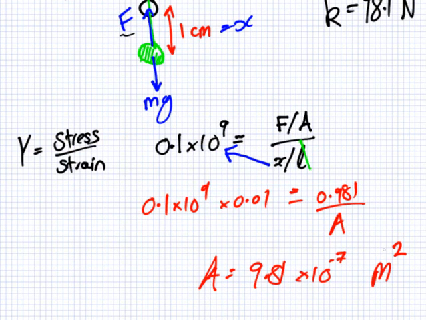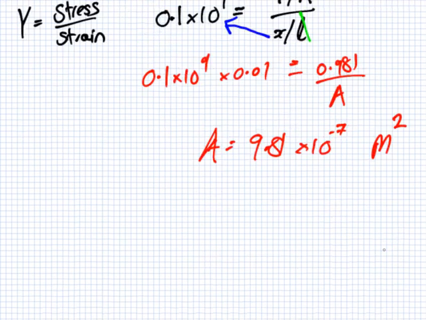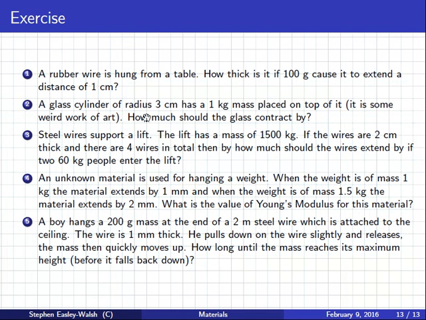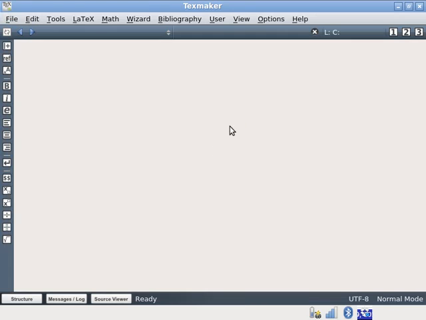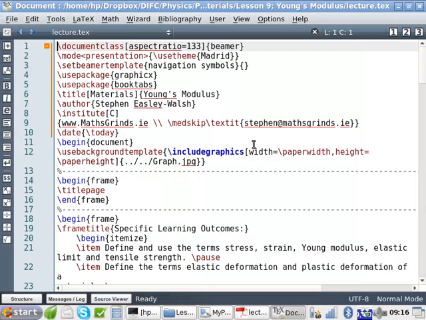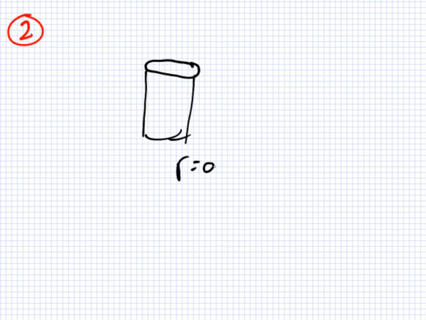Okay, have you got this? Okay, number 2. So in this one you have glass of radius 3 and has a 1 kilogram mass placed on the top of it. How much would the glass contract by? So you have some glass here. Radius is 3.